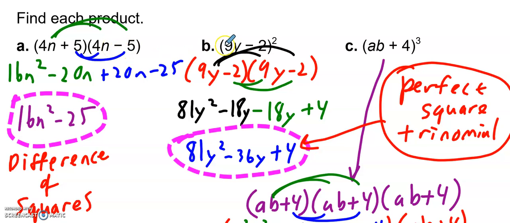For B, again, here I write it as 9y minus 2 times 9y minus 2, and I distribute. 9 times 9 is 81, and then y times y is y squared. 9y times negative 2 is negative 18y, negative 2 times 9y is negative 18y, negative 2 times negative 2 is positive 4. Combine the like terms here in the middle, and that becomes negative 36y. So we get 81y squared minus 36y plus 4.